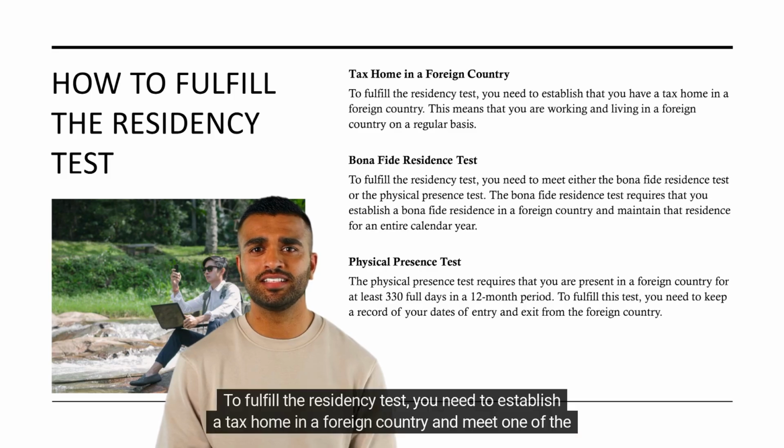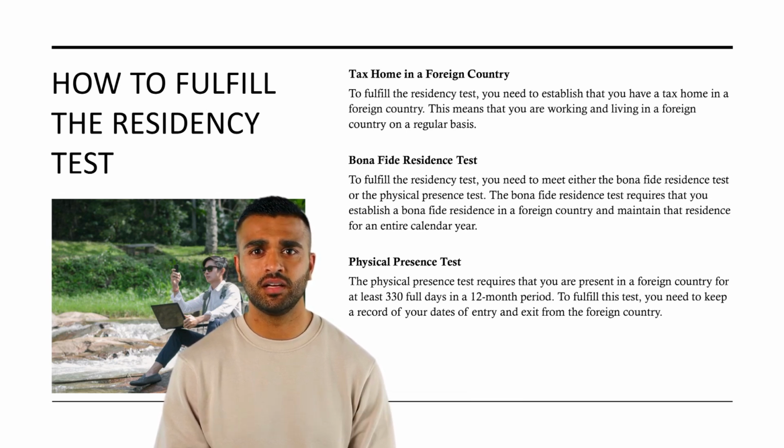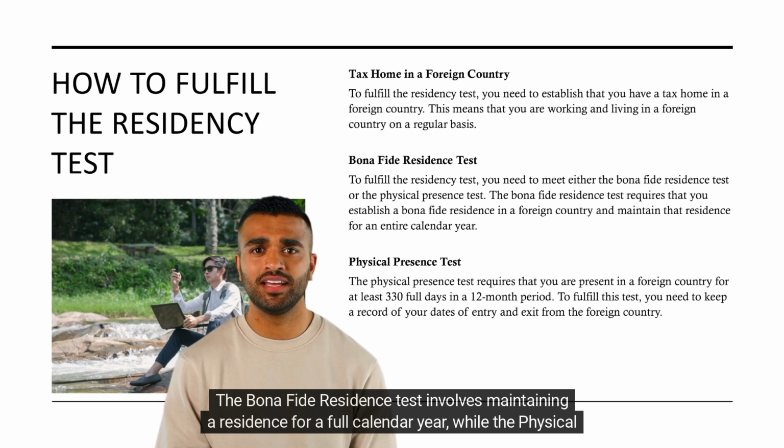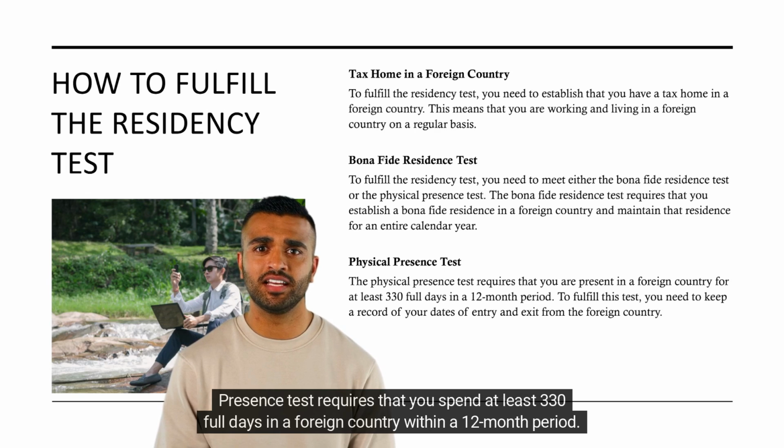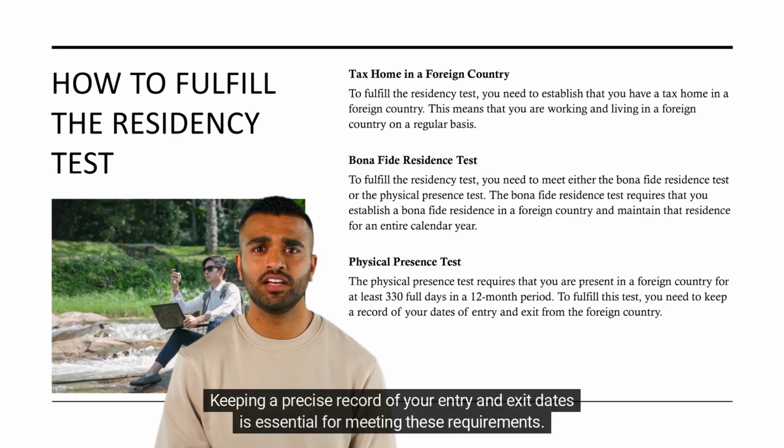To fulfill the residency test, you need to establish a tax home in a foreign country and meet one of the two residency tests. The bona fide residence test involves maintaining a residence for a full calendar year, while the physical presence test requires that you spend at least 330 full days in a foreign country within a 12-month period. Keeping a precise record of your entry and exit dates is essential for meeting these requirements.